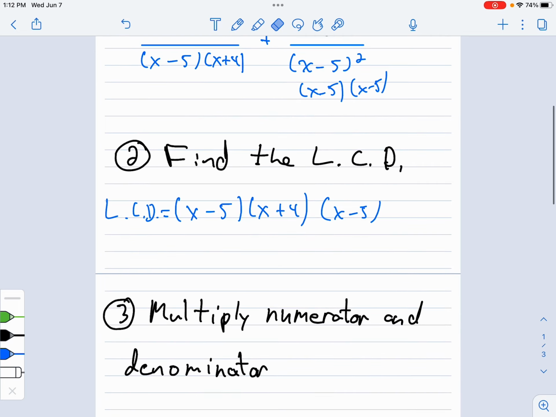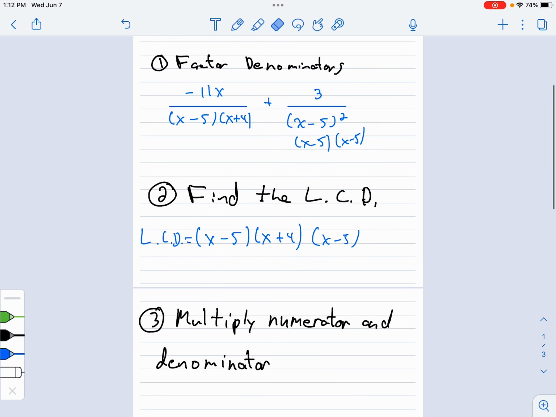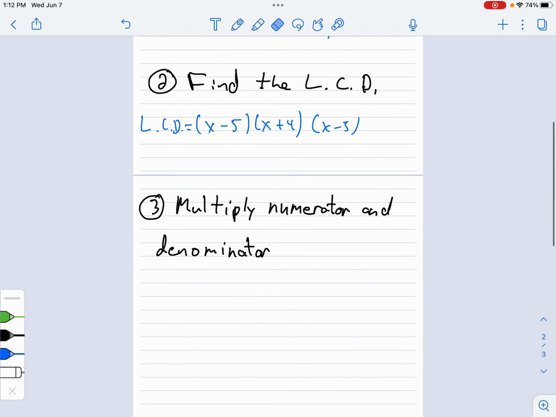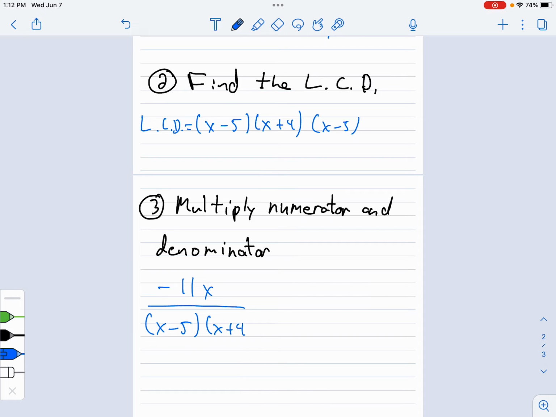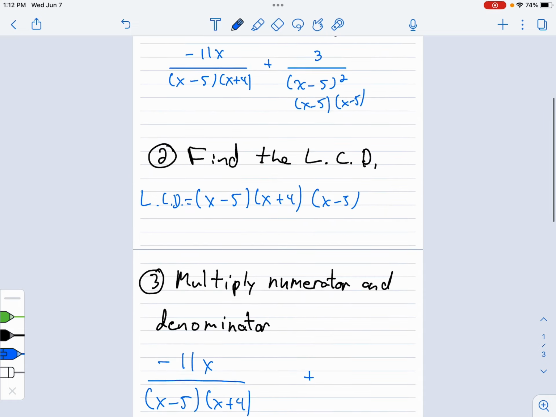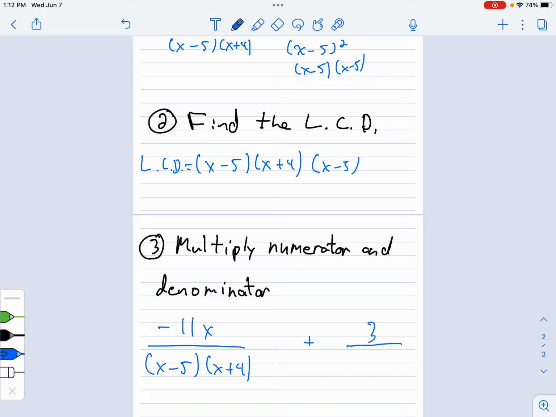And we will now go ahead and do the following. We want to get a common denominator. That was the whole point of step 2. So we're going to multiply each of these fractions by what is needed to make a common denominator. So I'm going to take both my fractions, the minus 11x over x minus 5, x plus 4, and then plus the 3 over x minus 5 squared.